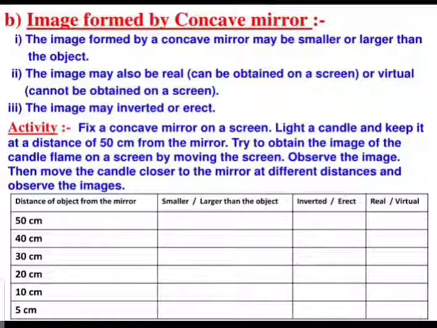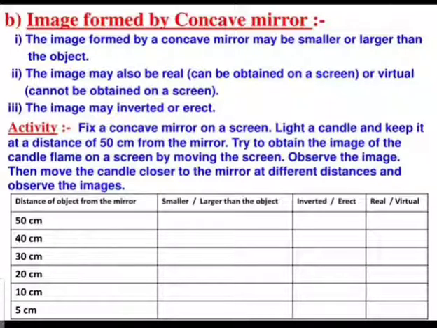Image formed by concave mirror. The image formed by a concave mirror may be smaller or larger than the object. So it is not like a plane mirror. The image formed by the plane mirror is totally different. The size can vary. The image may also be real, which can be obtained on a screen, or virtual, which cannot be obtained on a screen. So the image formed by concave mirrors can be virtual and also real. The image can also be inverted or erect.